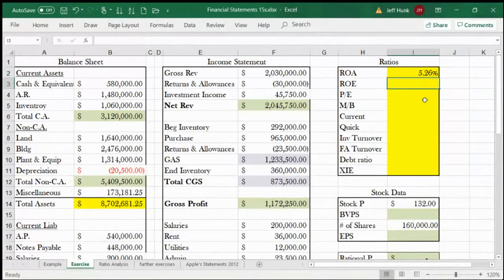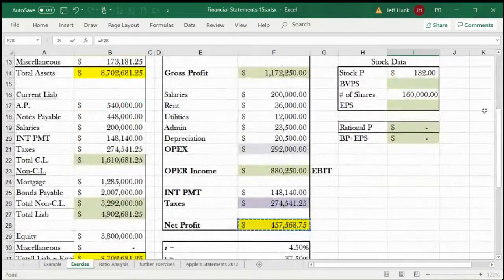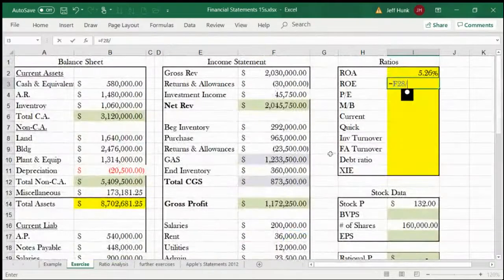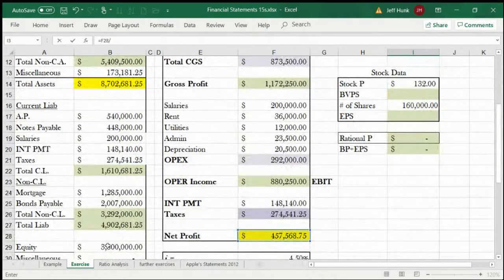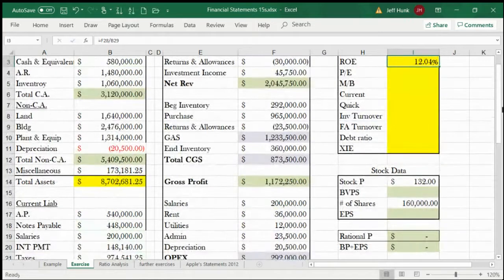Now let's go to ROE, return on equity. It's the same numerator, net profit, divided by equity. Where's the equity? You have to look up the balance sheet for equity. There's the equity. So there you go. That's the return on equity.